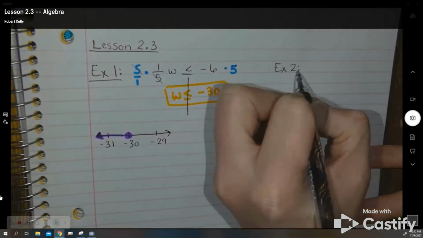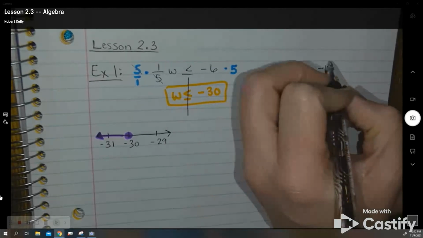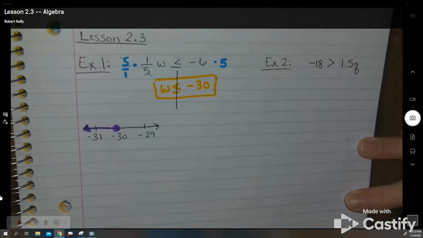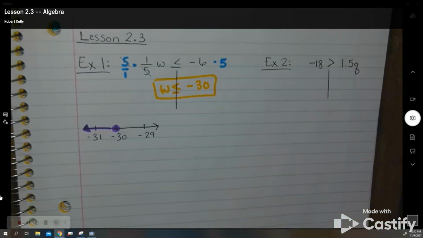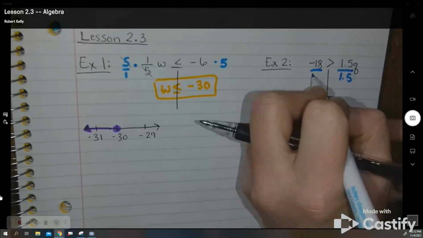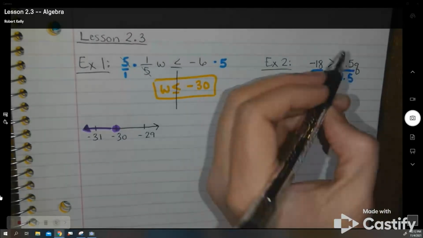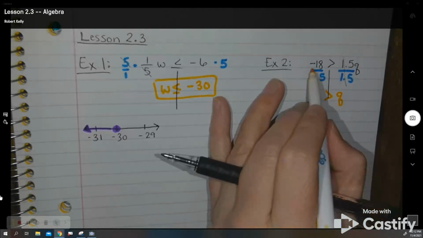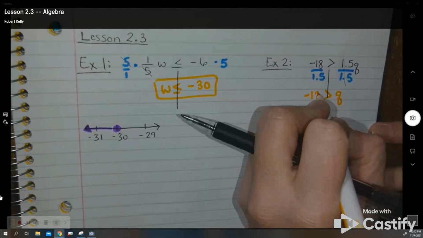In example 2, I have -18 is greater than 1.5q. So again, I want to get q by itself, and I have multiplication, so I'm going to divide both sides by 1.5. So 1.5 divided by 1.5 is 1q. I'm going to record my inequality symbol, and -18 divided by 1.5 is -12.